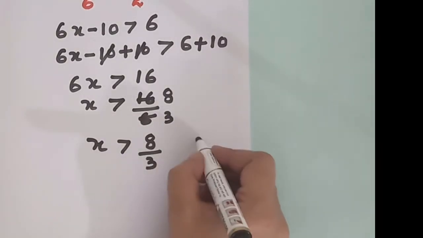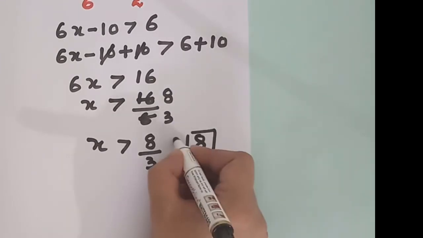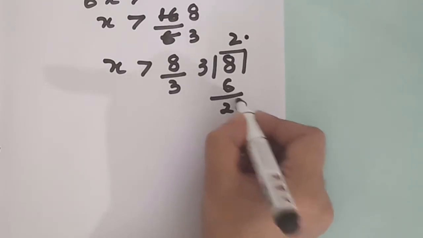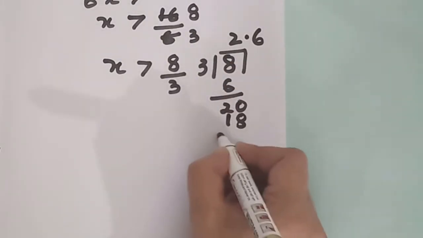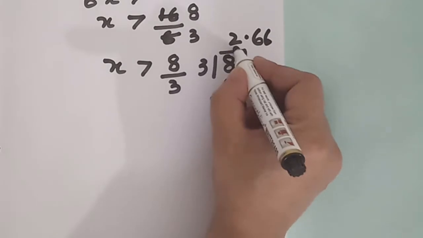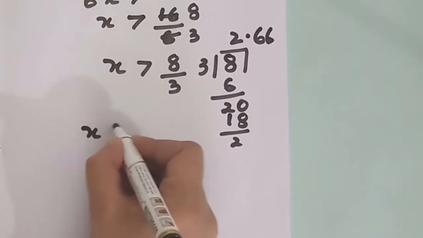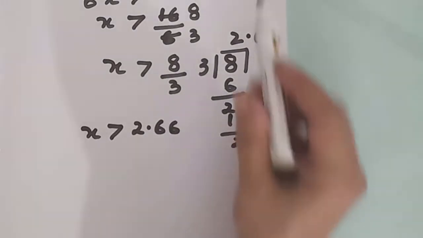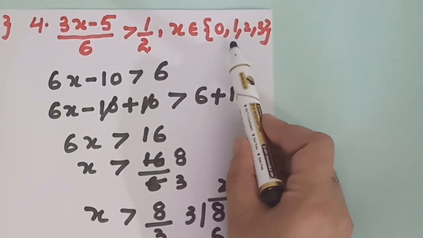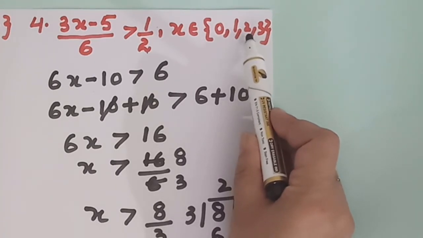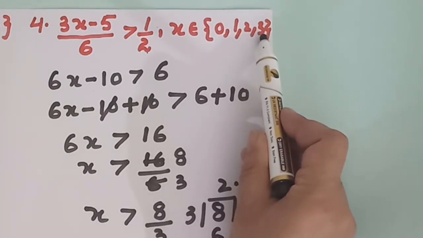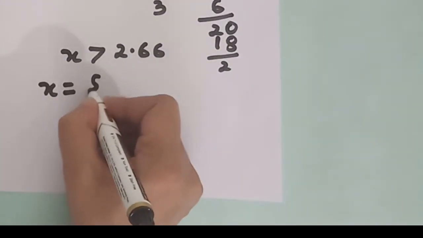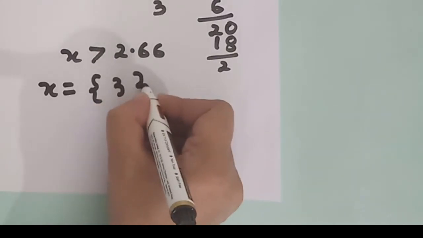So what is 8 upon 3? To be on the safer side, 3 2s are 6, 3 6s are 18. You still have 2, so this will go on as 2.666. So your x is greater than 2.66. Let's go to the replacement set and see which numbers are greater than 2.66. We have only 3 over here. So your solution set is only 3.